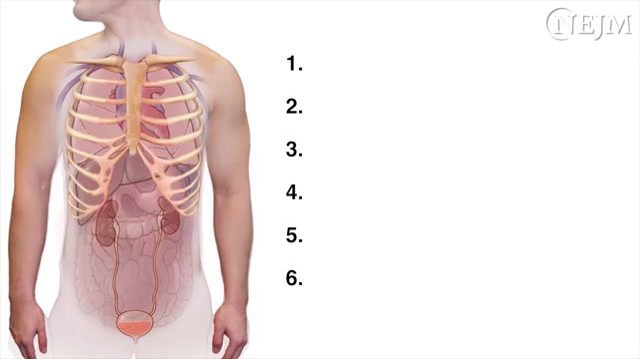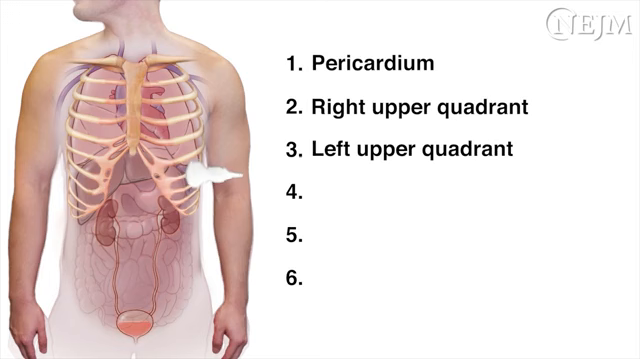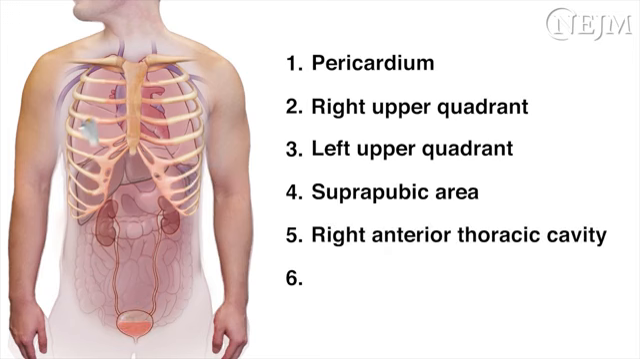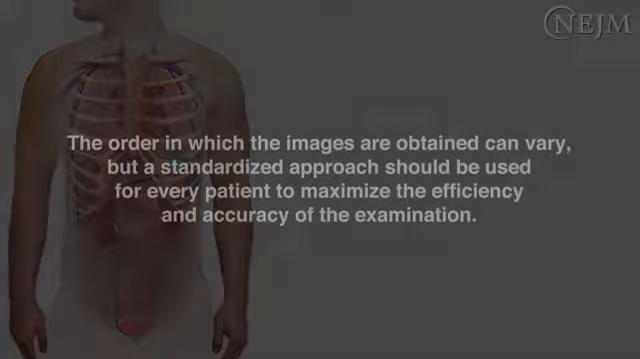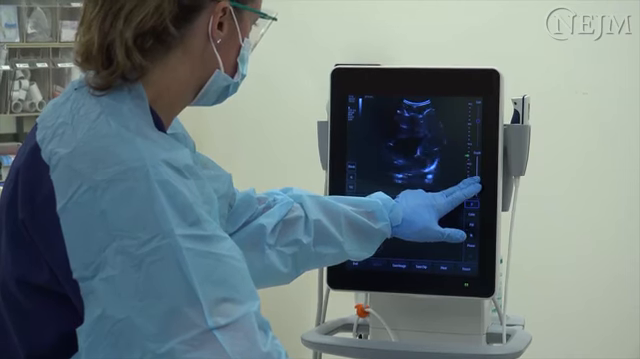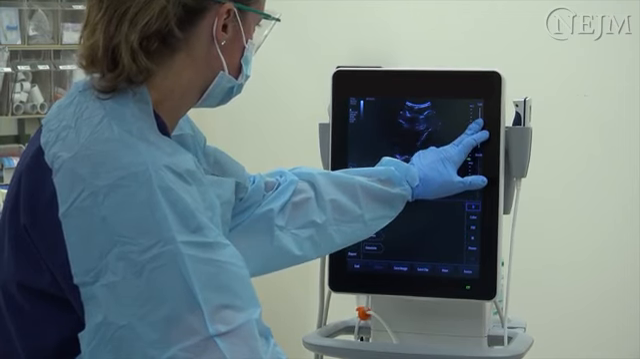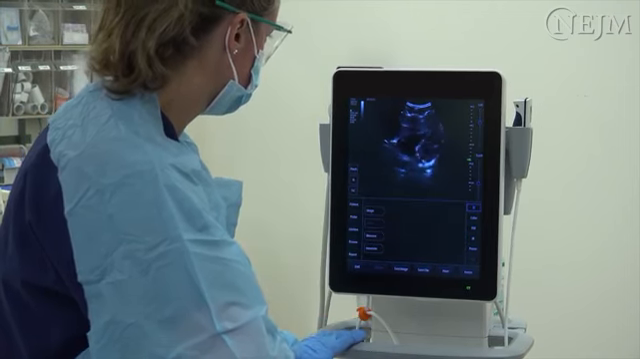You should obtain images with views focused on the pericardium, the right upper quadrant, the left upper quadrant, the suprapubic area, and the anterior thoracic cavity on the right and left sides. The order in which the images are obtained can vary, but a standardized approach should be used for every patient to maximize the efficiency and accuracy of the examination. You can optimize the quality of the images by adjusting the settings, including the depth, focus, and gain, throughout the examination.